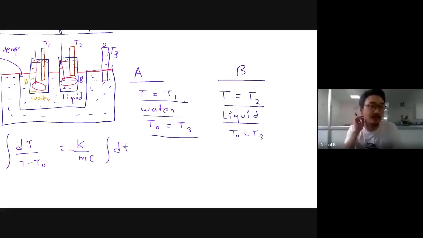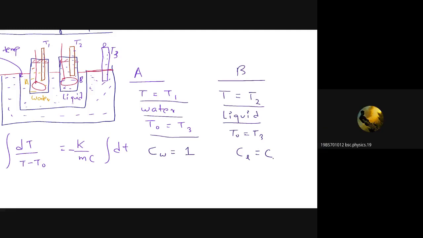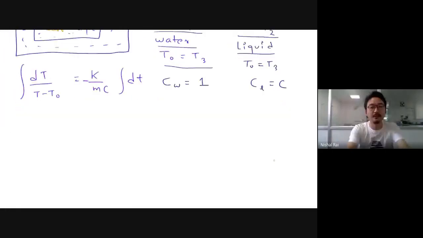For water, we always use the specific heat, C of water, to be always 1. Clear? C of liquid, we don't know. Let's put it as C, okay? I think it's clear here, no? So now we keep on putting into this formula. Clear?